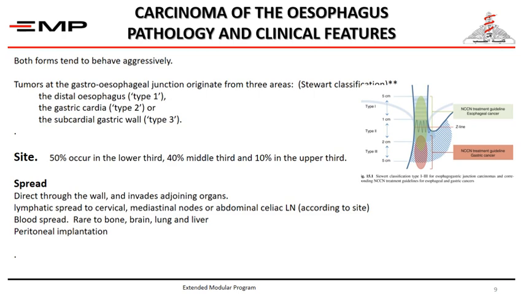It occurs mostly in the lower third in 50% of cases, 40% occurring in the middle third, and only 10% in the upper third. It spreads directly through the wall and invades nearby organs. Lymphatic spread is to lymph nodes in the neck, chest, or the celiac lymph nodes in the abdomen. Blood spread is rare, to the bone, brain, liver, and lung. Also, we have what's called peritoneal implantation. Sometimes it occurs.